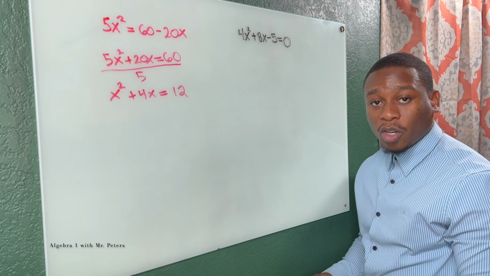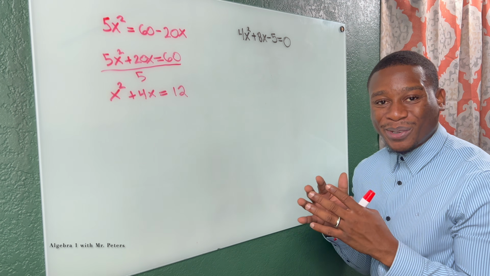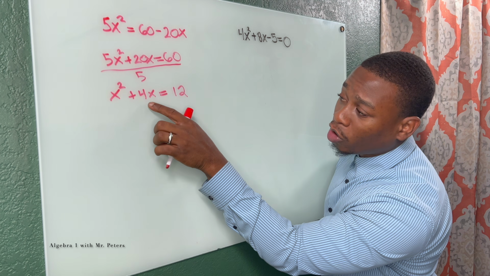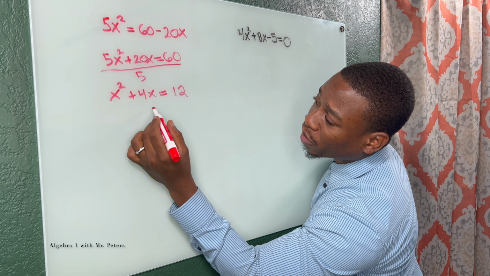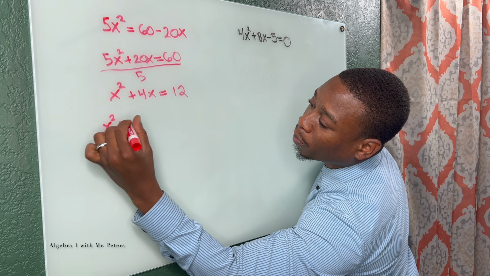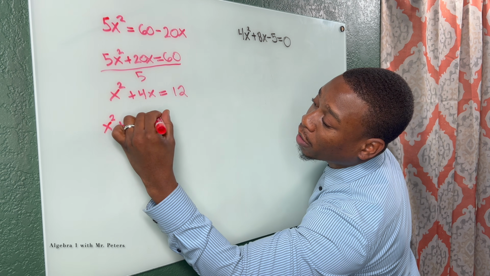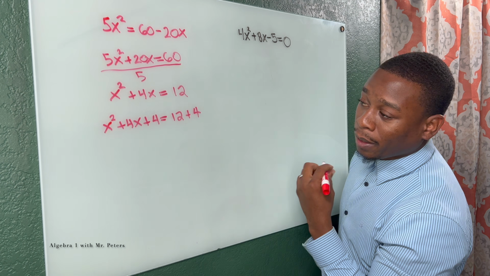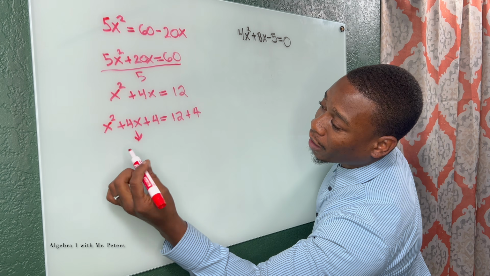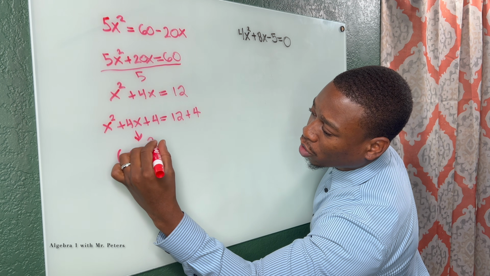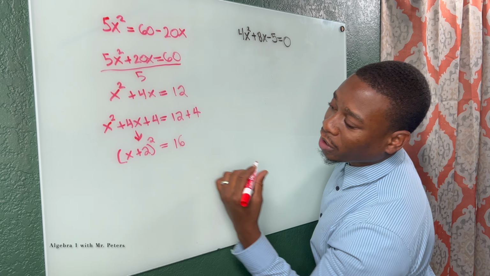Now that we have that lead coefficient of 1, we can now complete the square. So what are we going to do? Create our perfect square trinomial. So half of 4 is 2. 2 squared is going to give me 4. So I have x squared plus 4x plus 4 is equal to 12 plus 4. Now I'm going to simplify this back down to its binomial. So we have x plus 2 squared, and that is equal to 16.